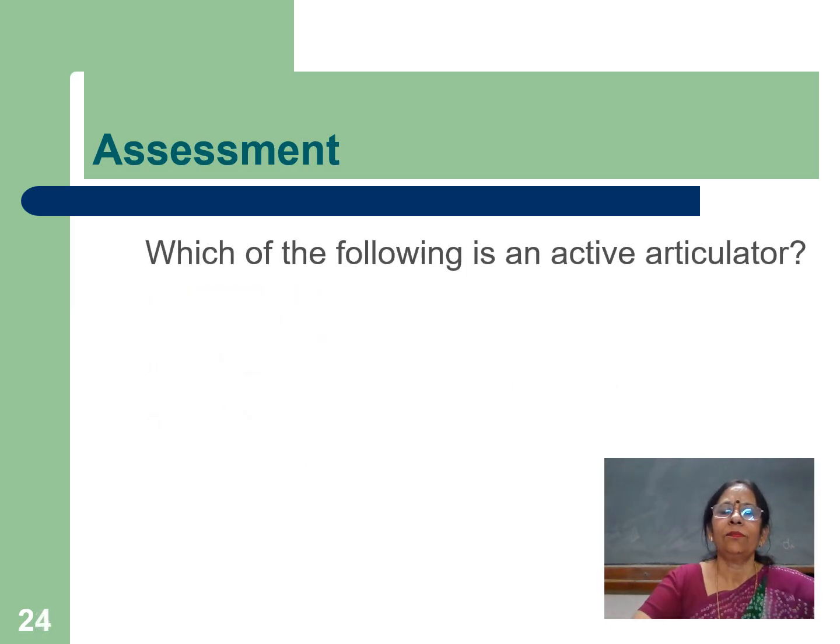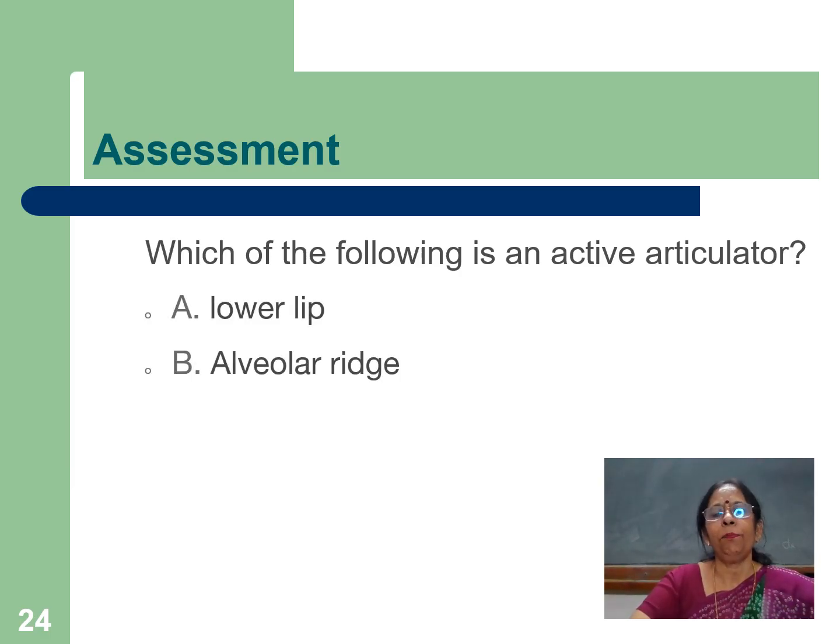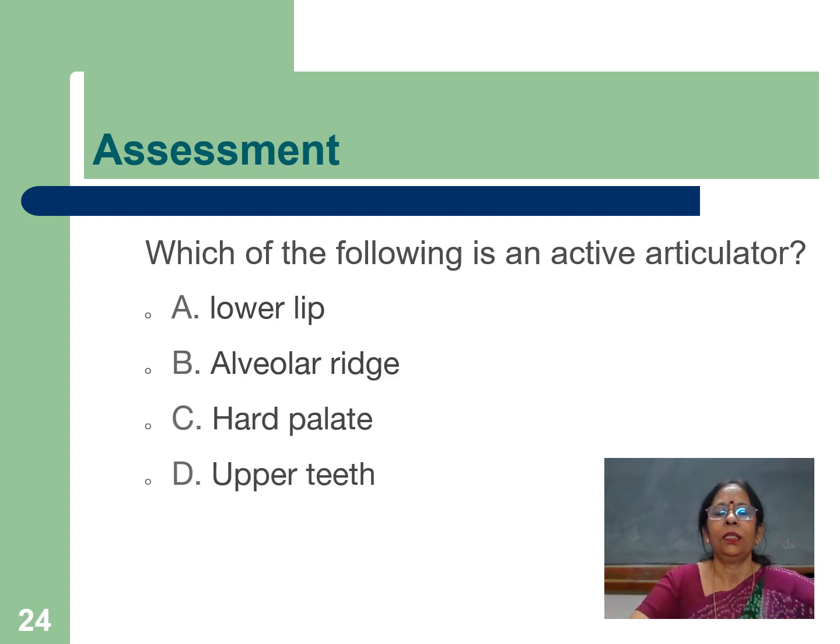Question number 3. Which of the following is an active articulator? The options are A. lower lip, B. alveolar ridge, C. hard palate, and D. upper teeth. Which is the right option? The right option is the lower lip.